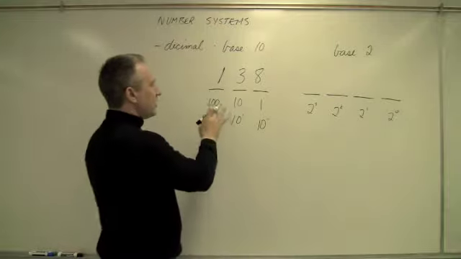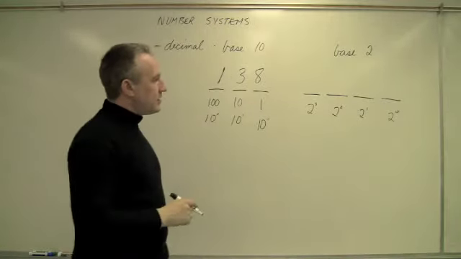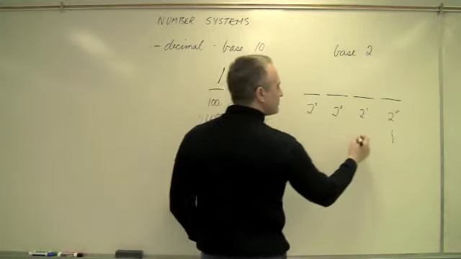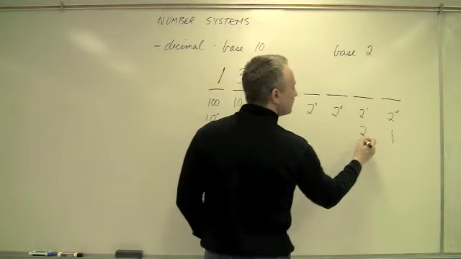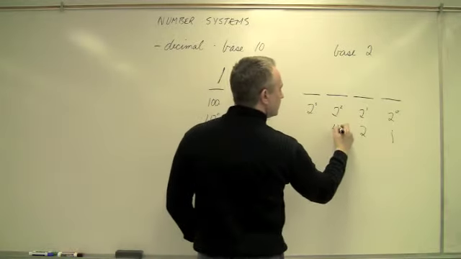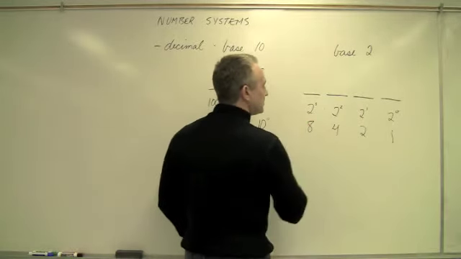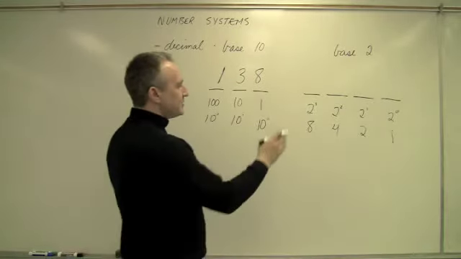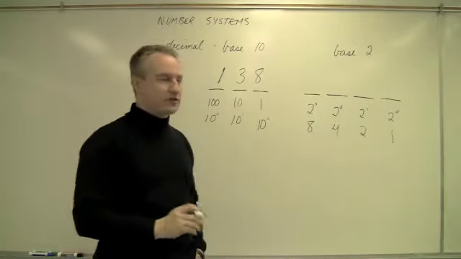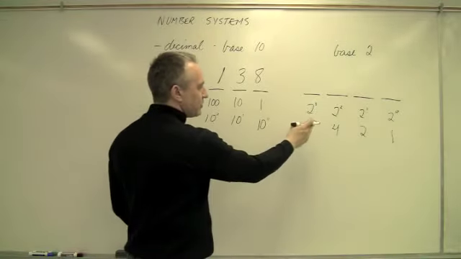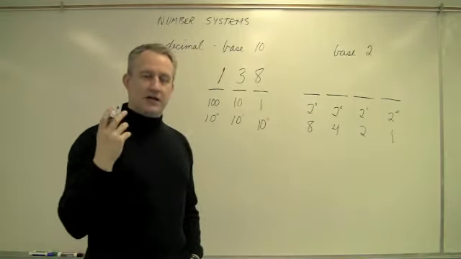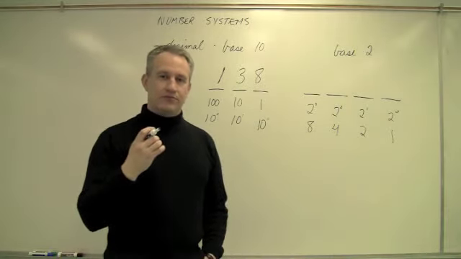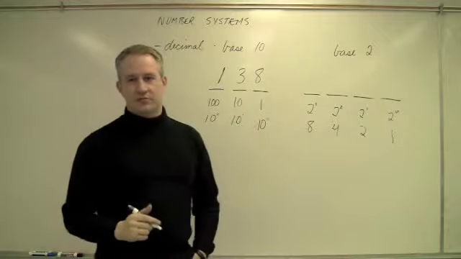Or I can also do the same thing and say that 2 to the power of 0 is 1, 2 to the power of 1 is 2, 2 squared is 4, 2 cubed is 8. So for any binary number, I simply take the digits for each position, multiply the digits by their corresponding weight, add them up, and I have what that binary number is in decimal. And this works for any number system.